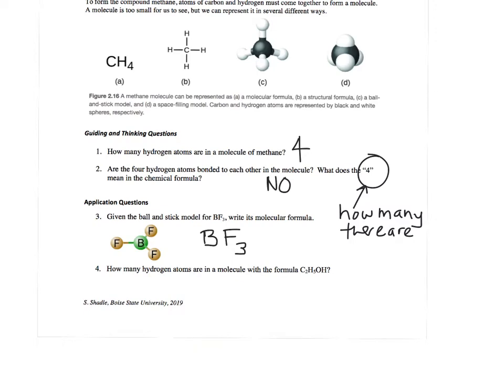So to write a chemical formula, we just write down all the elements, and then we write down how many of each. We do not need to write down a 1 next to the boron, because if there's no subscript, we understand it to be a 1.